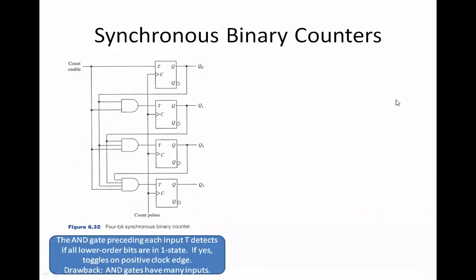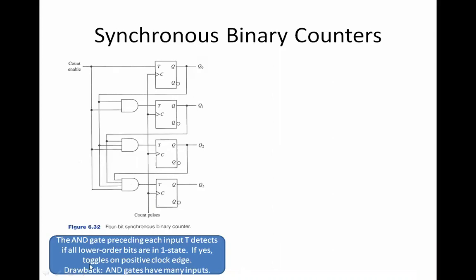So what we can do here, we will just get to it in a moment. The AND gate preceding each flip-flop detects if all lower order bits are in the one state. So it will check if it is all in one state, then only it will proceed. If one of the values is 0, then the whole thing is 0 here, right? So let's say if Q naught is 0, that Q naught is also passing here, and this is also becoming 0, the last one.